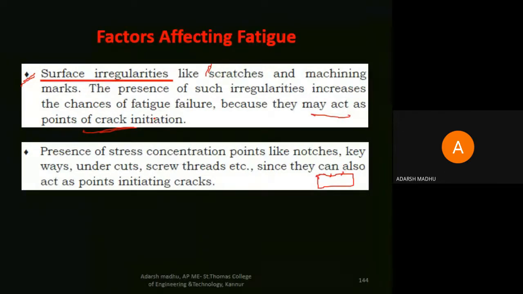The second type of factor affecting fatigue is the presence of stress concentration points. For any fatigue to occur, there must be a stress concentrating point or any type of crack initiation point.